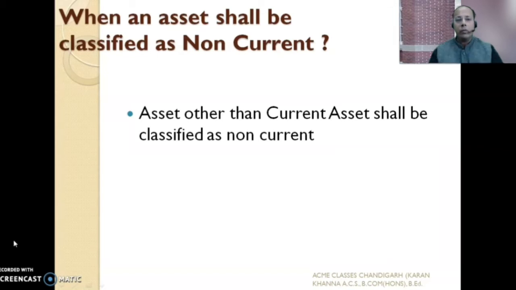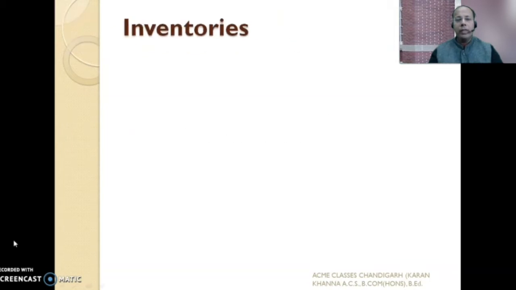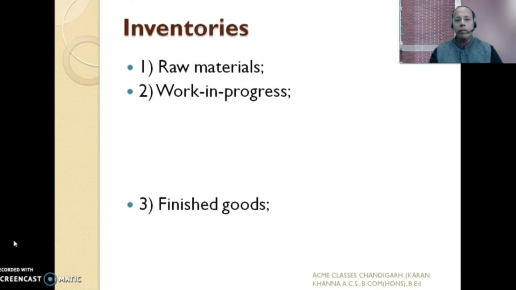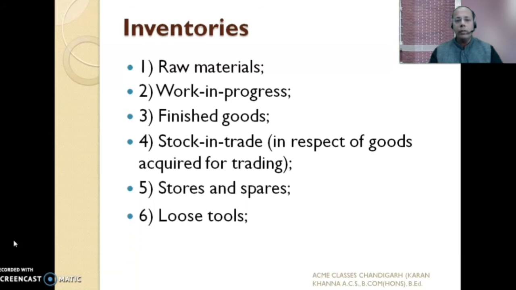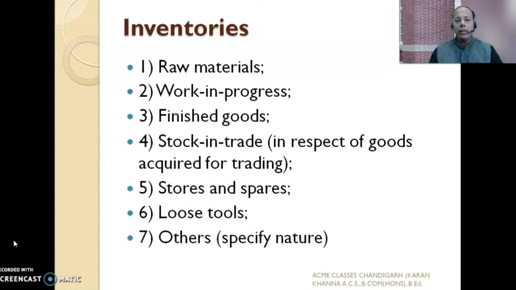Next, we shall deal with inventories. Inventories include raw materials, work in progress, finished goods, and stock in trade in respect of goods acquired for trading. This is more specifically used in the context of firms that buy goods from one person and sell to another. Stores and spares, loose tools, and others. So you need to know the examples of all these inventory types and their meaning.